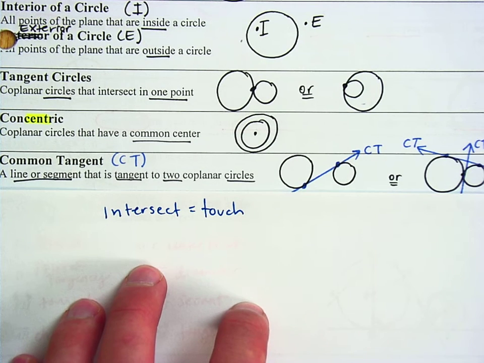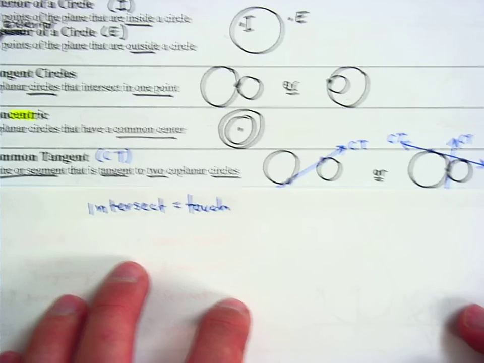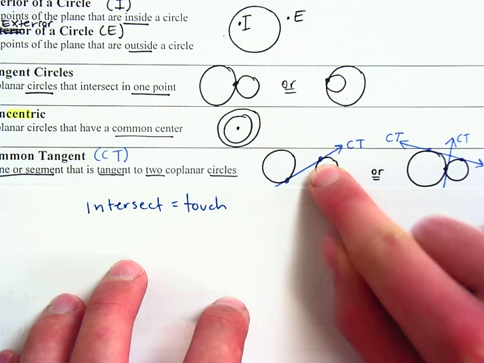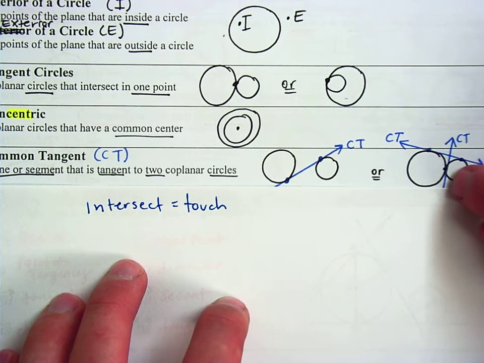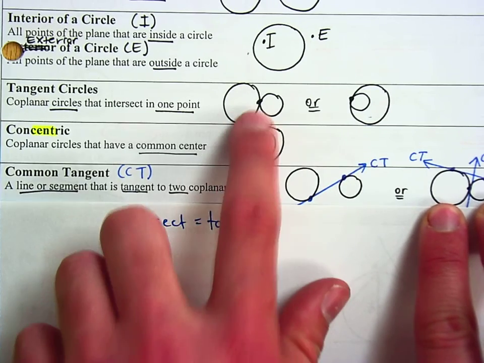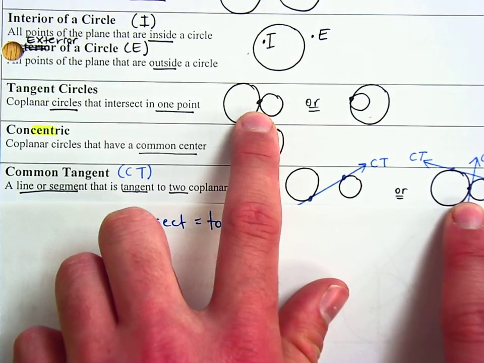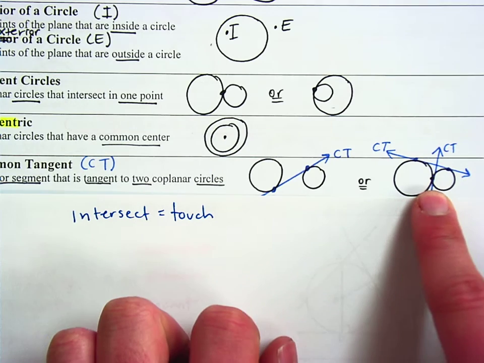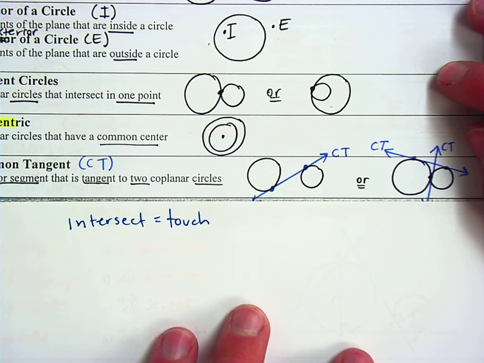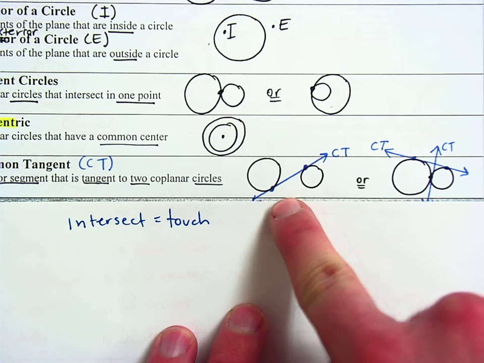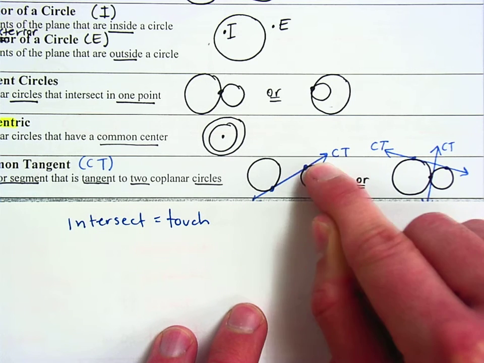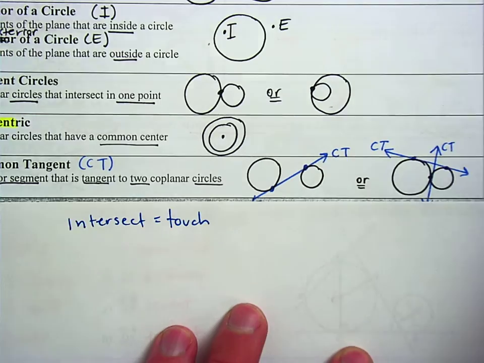So it's a line or segment that is tangent to two coplanar circles, meaning it touches two circles at exactly one point each, right? So if you notice over here, these two circles are actually tangent circles, right? So up here is kind of like these two circles. And every pair of tangent circles has a common tangent that goes through it right there in the middle. But even a pair of two circles rather has a common tangent, a line that touches both of them at only one point.